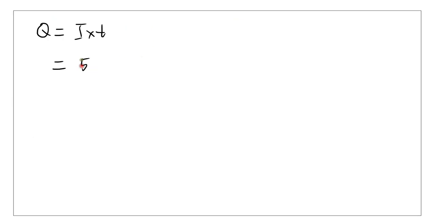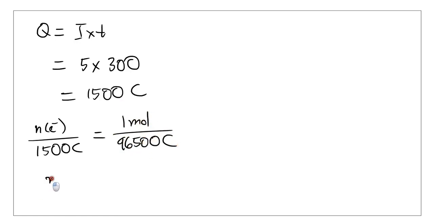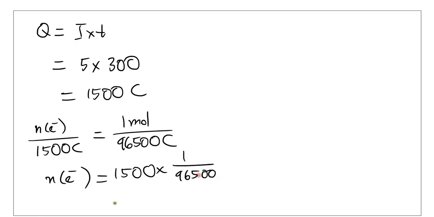So 5 amps times 300 seconds, so 1500 coulombs, and then from there I should be able to work out the number of mole of electrons using ratio. The unknown, this is the given, or what you already just calculated, and this is equivalent to 1 mole of electrons for every 96,500 coulombs, and then you can find the number of mole of electrons this way, times 1 over 96,500.